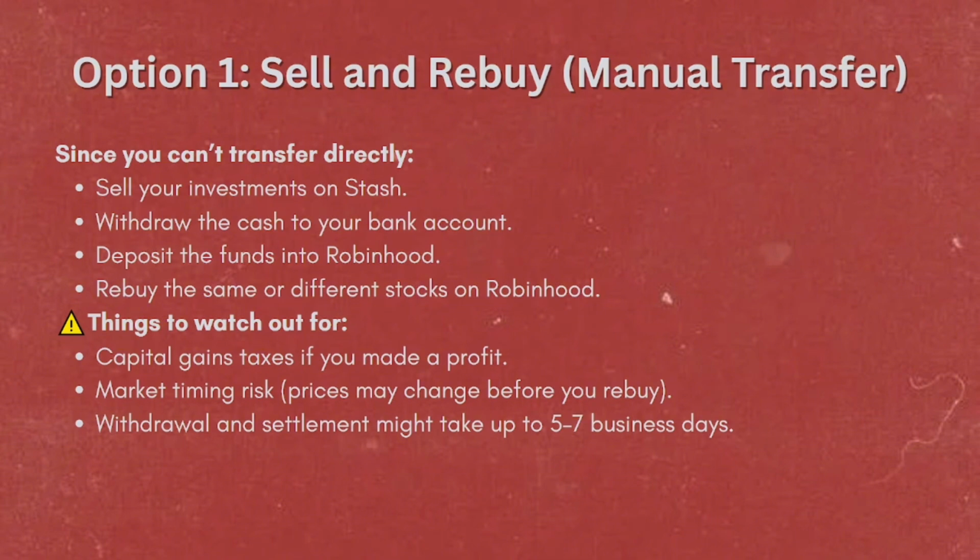First is the capital gains taxes if you made a profit. Next is the market timing risk. So prices may change before you rebuy. And then also the withdrawal and settlement might take up to 5 to 7 business days.